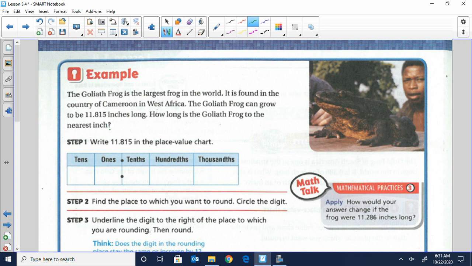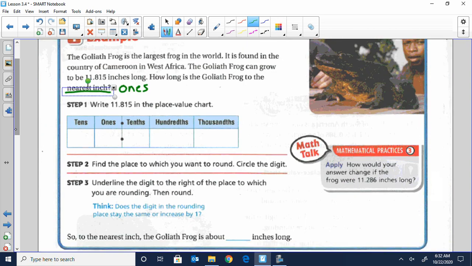So we are rounding to the nearest inch, which means we are rounding to the ones place. So if it says round to the nearest inch or round to the nearest whole number, that is the ones place. So we want to write this length of the frog in 11 and 815 thousandths. And we're going to underline the ones place because that's the place value we're rounding to.